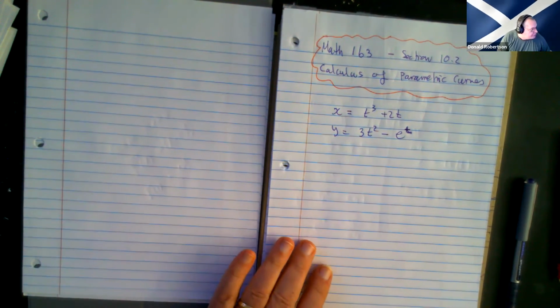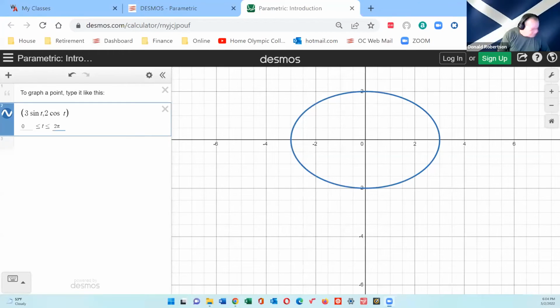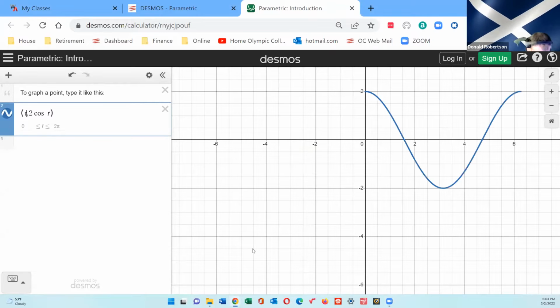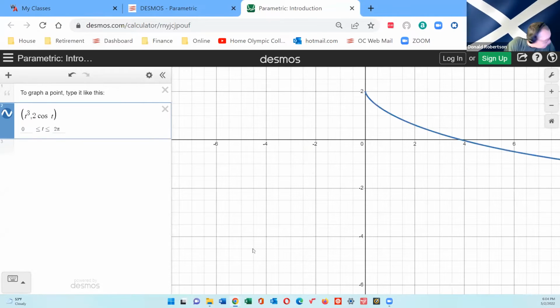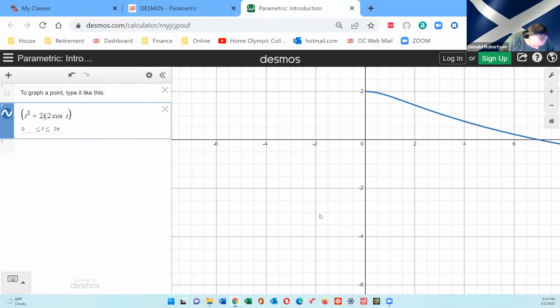They are curves. And I'm going to show you, because I'm just kind of curious myself now, what this horrible thing looks like, and then we're going to find its derivative. You might be amazed at how they find the derivative of those guys. So I'm going to go in here, and it's t cubed plus 2t, and then it's 3t squared take away e to the t.